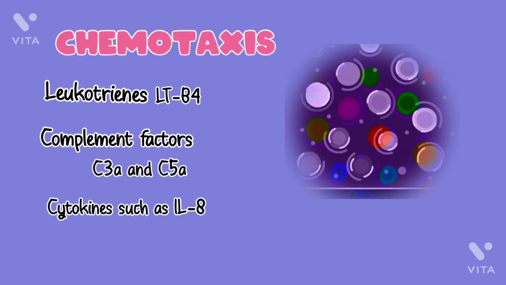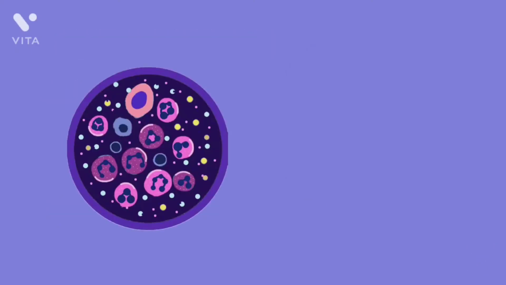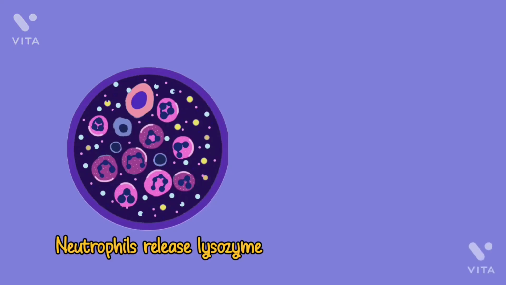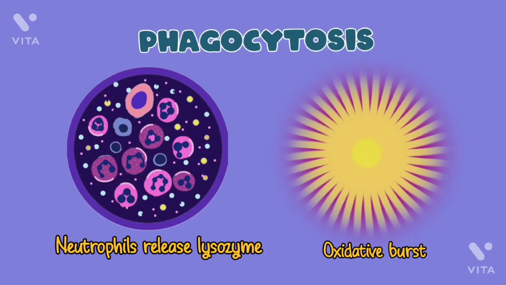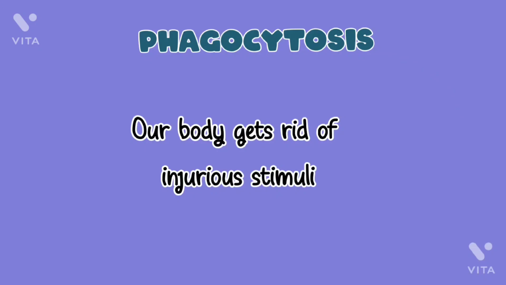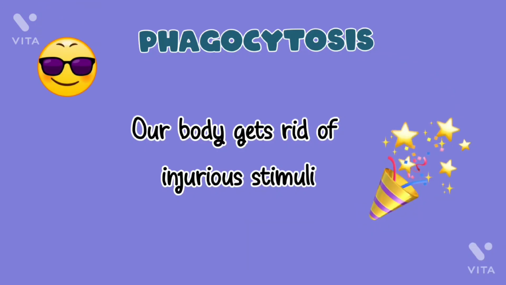Now the leukocytes, chiefly neutrophils, the predominant cells of acute inflammation, are activated and will release lysozyme, and also an oxidative burst will occur. These two things, the lysozyme and the oxidative burst, have an important role in the process of phagocytosis. And now these leukocytes will engulf the solid particulate matter, including foreign substances. Due to this, our body gets rid of injurious stimuli. We will study this process of phagocytosis in upcoming lectures in detail.